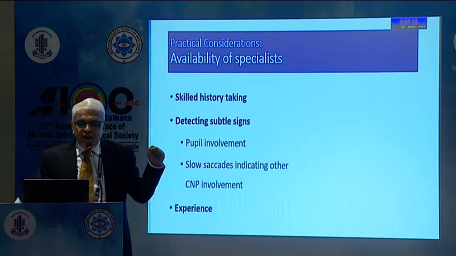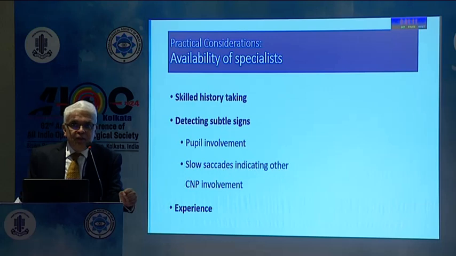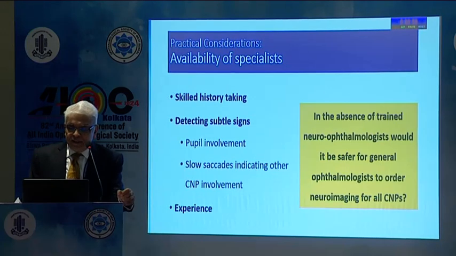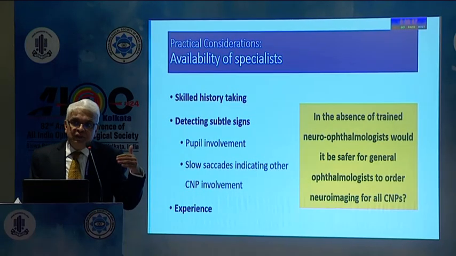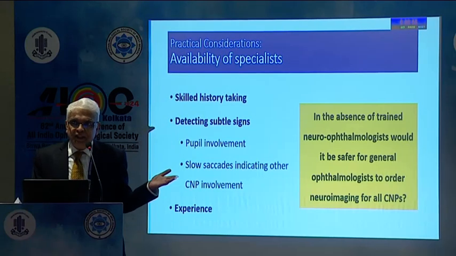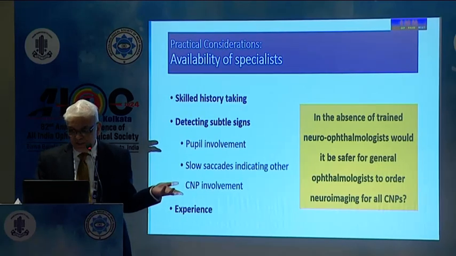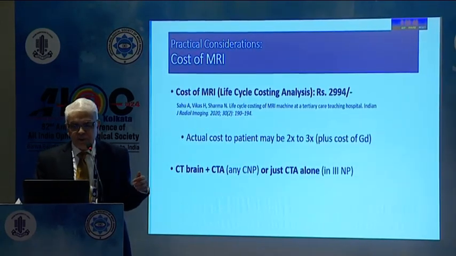Okay, so I think practical considerations could be availability of specialists. If you're sitting in a city with lots of neuro-ophthalmologists, good for you. You need skilled history taking. You need to pick up subtle signs of other cranial nerve involvement, whether it's pupils, and experience does matter. So the question would be, for a general ophthalmologist seeing a patient like this, it might still be a good idea just to scan all these patients if the patient is able to afford it.